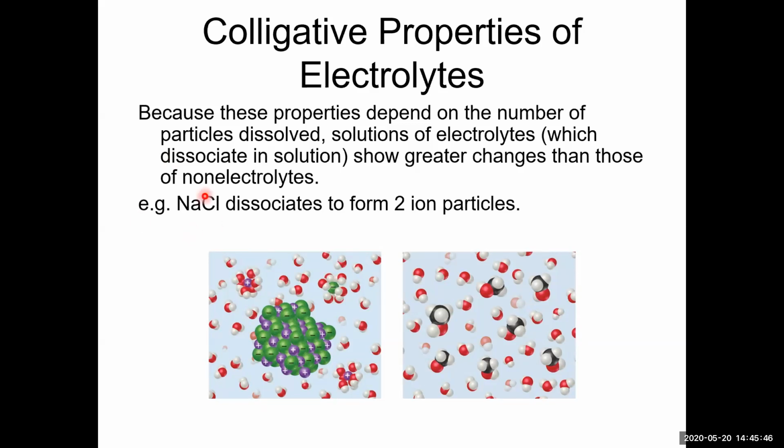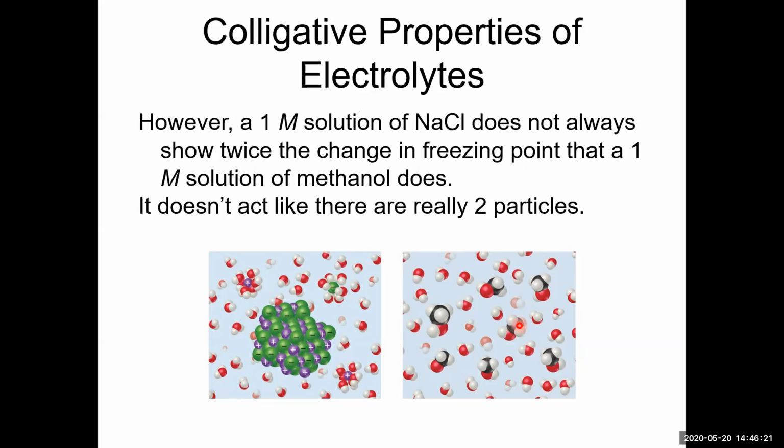So 1 mole of sodium chloride will give you 1 mole of sodium and 1 mole of chloride. So 2 total moles of particles. On the right side, this is a non-electrolyte. This is methanol dissolving in water. It does not break into ions. So 1 mole of methanol just gives you 1 mole of methanol. So this is going to make a difference when we do calculations of, let's say, freezing point or boiling point changes with salt solutions.